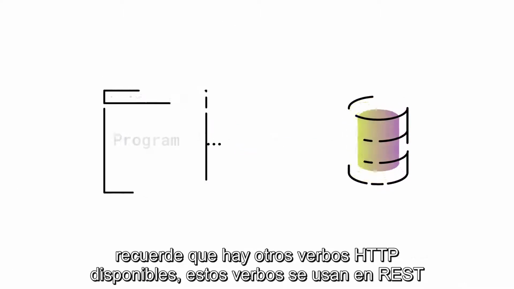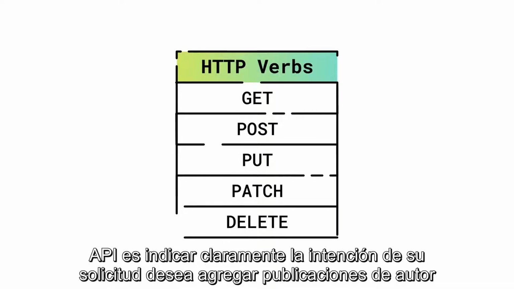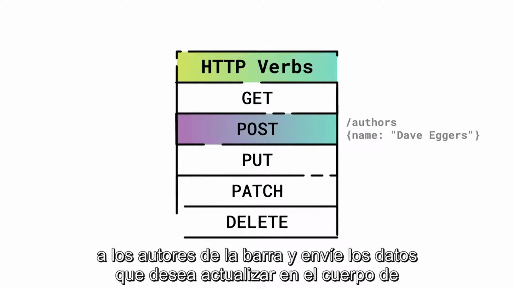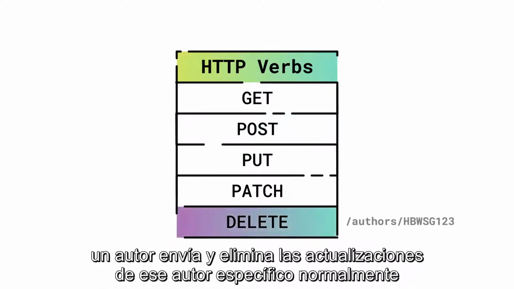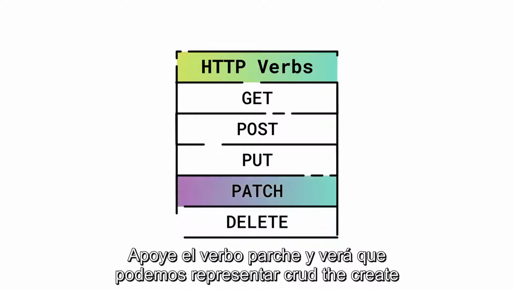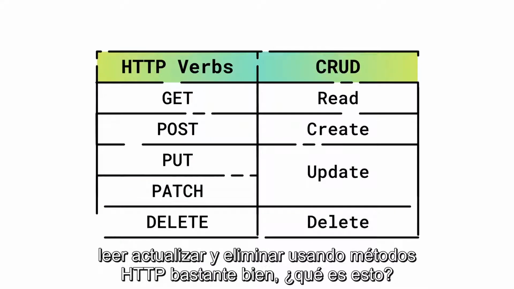Now, if you recall, there are other HTTP verbs available. These verbs are used in REST APIs to clearly state the intention of your request. Want to add an author? Post to the /authors and send the data that you want to update in the body of your request. These fields will be defined for you somewhere. Want to remove an author? Send a delete to that specific author. Updates typically support the patch verb. And you'll see we're able to represent CRUD, the create, read, update, and delete using HTTP methods.